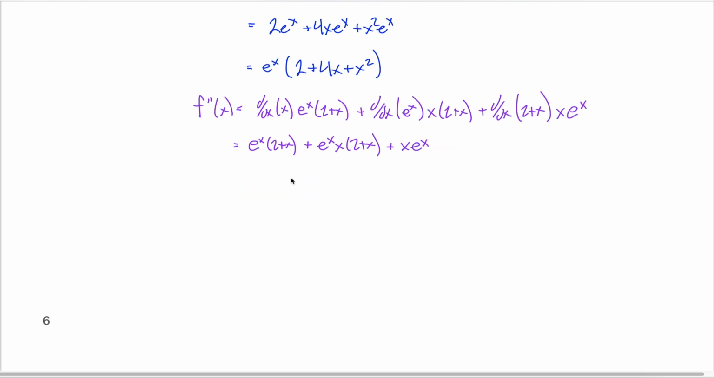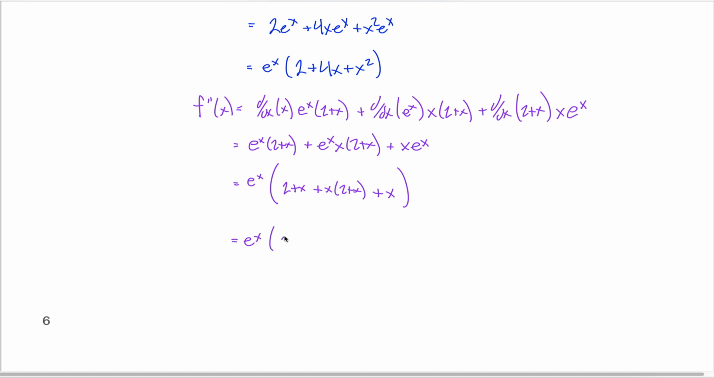This is a great answer. You could leave it just like this. We don't have any derivative symbols left, so we're done with all the calculus. However, you might recognize that you have an e to the x in all 3 terms. So if I pull out that e to the x, I get 2 plus x times 2 plus x, plus x. Can I clean up those parentheses a little bit?